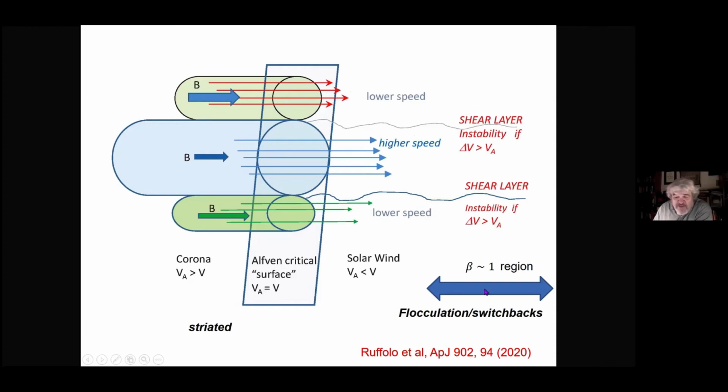So in this Ruffolo et al. paper, we've made the argument that the transition from striation to flocculation, and the transition from this radial flow and radial magnetic field to this flocculated appearance of the plasma, are caused by the same process, which is some kind of shear layer instability in this region outside. Anyway, that's the basic picture.